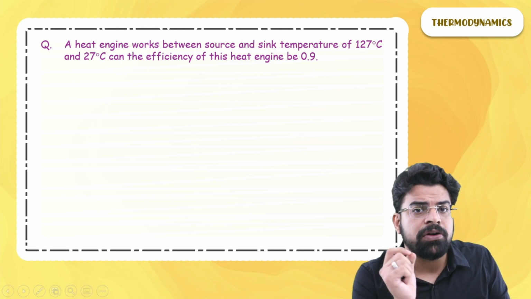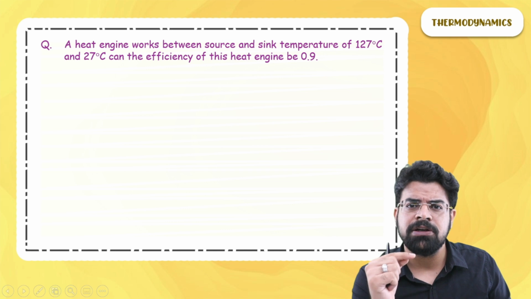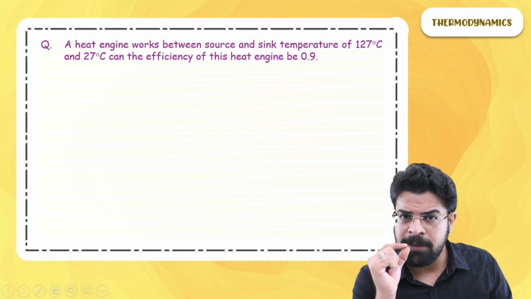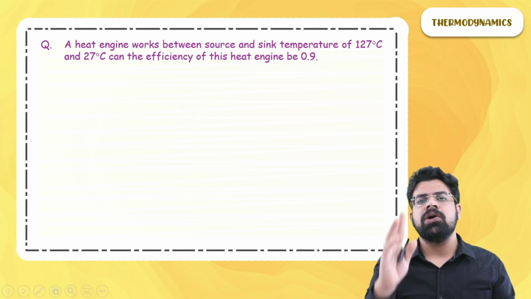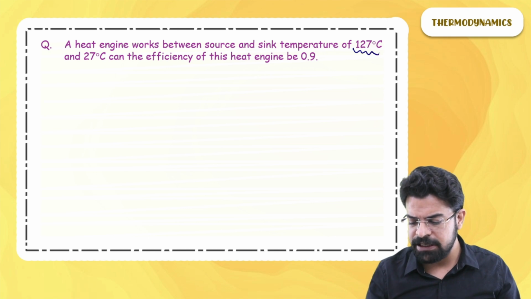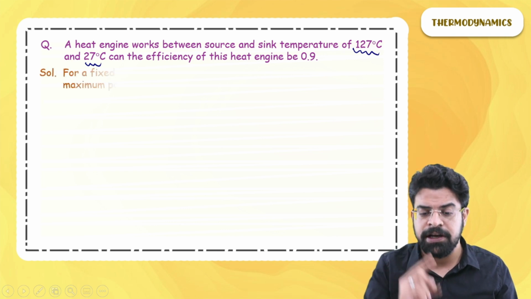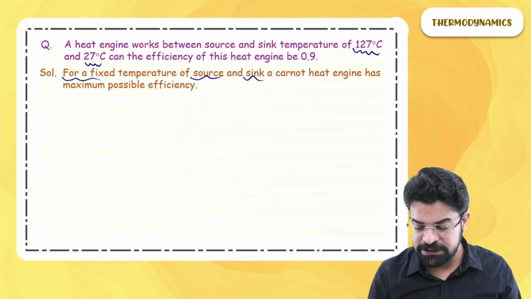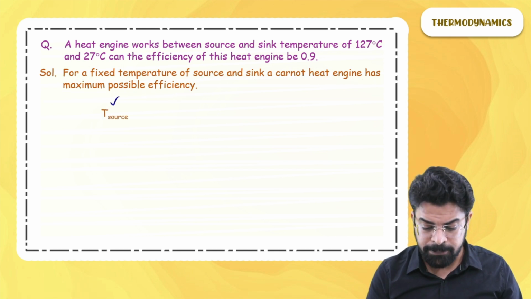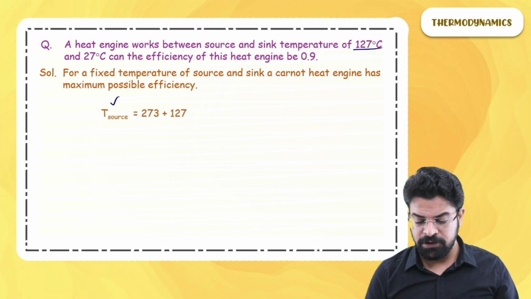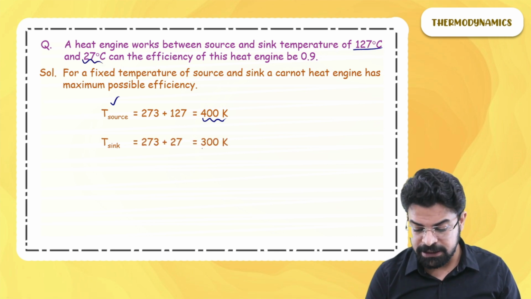So what does Carnot's theorem tell us? It tells us that for an engine working between the same temperatures of sink and source, the maximum efficiency will be for the Carnot heat engine. If we assume that there is a Carnot heat engine working between 127 degrees centigrade and 27 degrees centigrade, let's find out what its efficiency will be. For a fixed temperature of source and sink, a Carnot heat engine has maximum possible efficiency. Now, temperature of source is 273 plus 127, which is 400 Kelvin. Temperature of sink is 273 plus 27, that is 300 Kelvin.